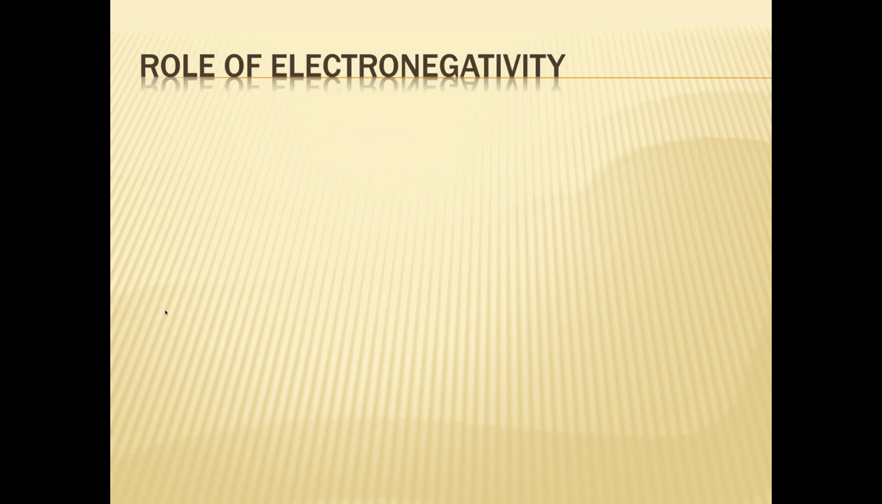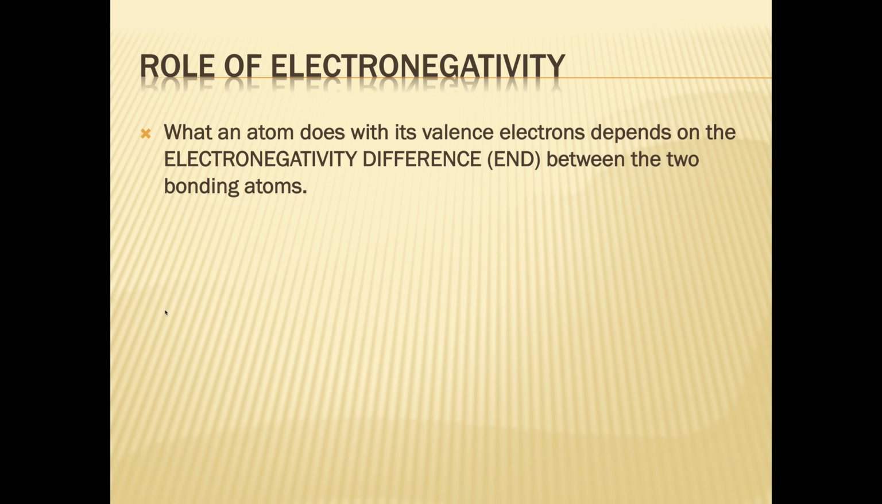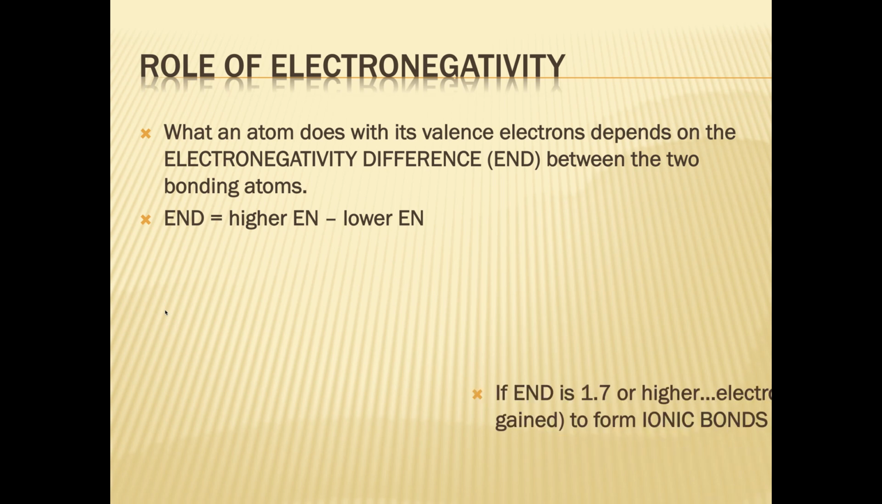Now, electronegativity, as we said, is an atom's attraction to electrons. So, bonding is a competition for electrons. What an atom does with its valence electrons will depend on the difference in the electronegativity between the atoms that are bonding together. Now, in New York State, you have use of reference table S to look up the electronegativities of atoms. The electronegativity difference, which we will henceforth abbreviate END, is the higher electronegativity minus the lower electronegativity. That way there's no negative numbers.